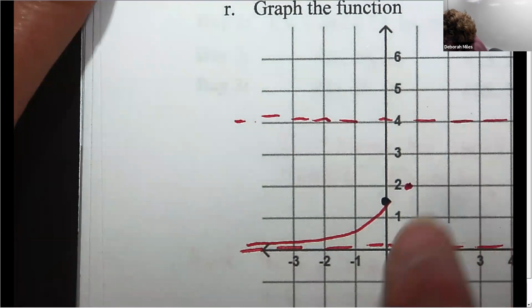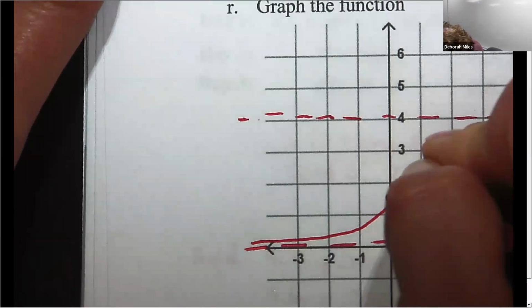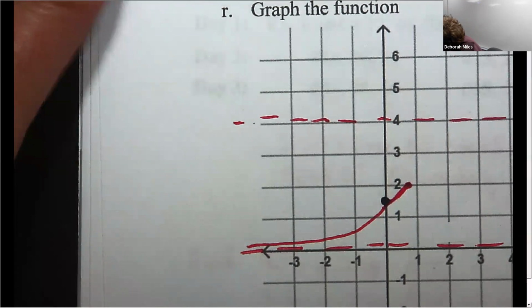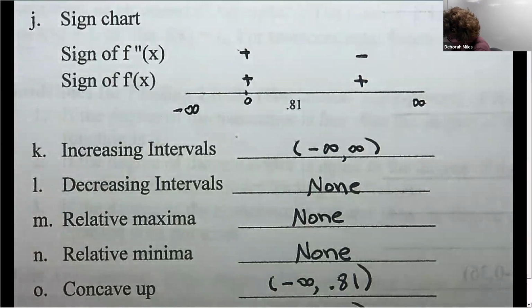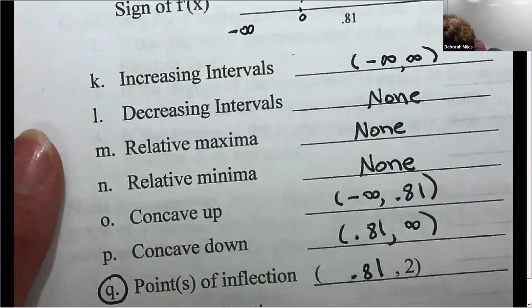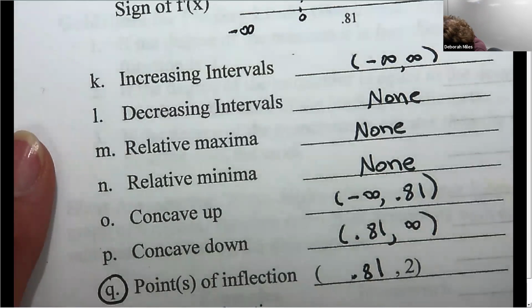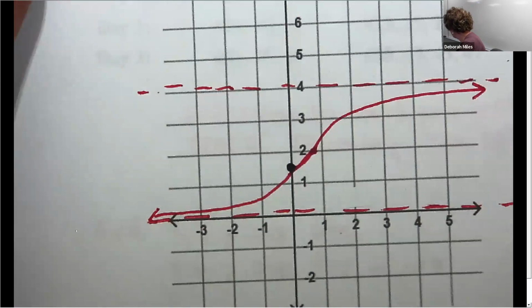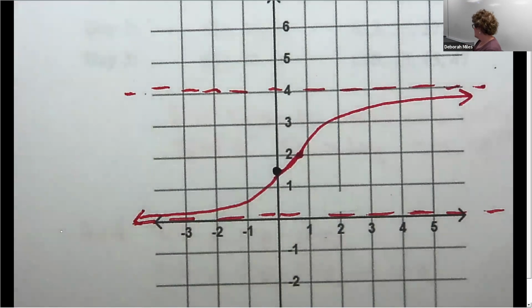Up to 0.81, this function was increasing and concave up. And then 0.81 to infinity. What can you tell me about the graph? Right, it's still increasing, but now concave down, with that 0.81 being an inflection point. Kind of looks like arc tangent. I mean, it's that shape or cube root of x.